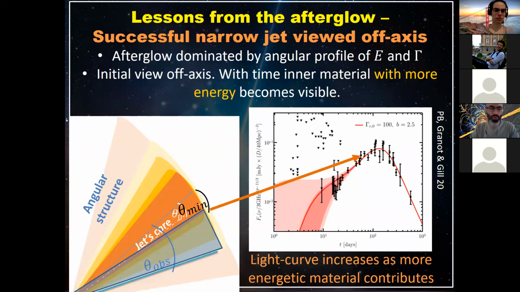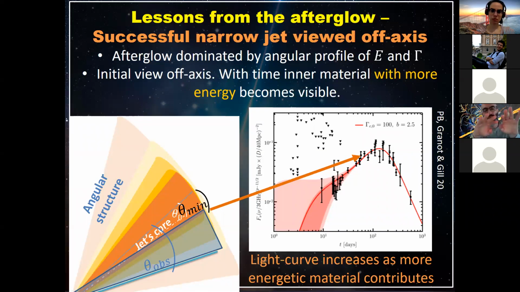Yeah, thanks. So for this study that I showed with the afterglows, we assume that the energy is roughly constant up to the core, and beyond that decreases as some power law. We let the parameter of the power law be free, and the same for the Lorentz factor, constant up to the same angle, and then declining as some power law, which can again be free.